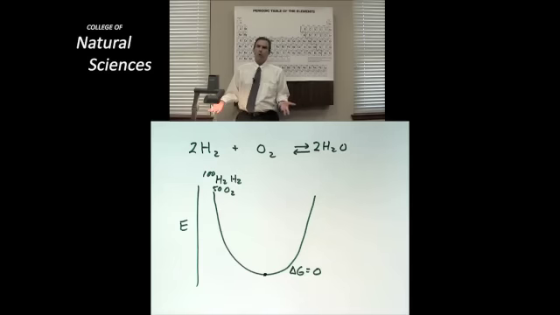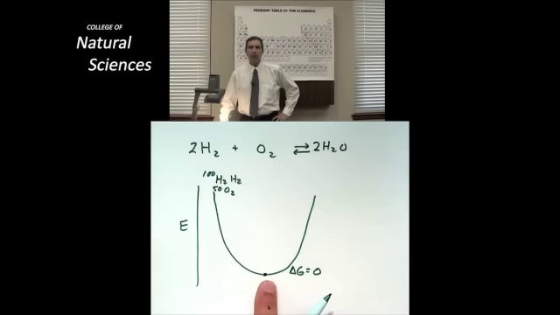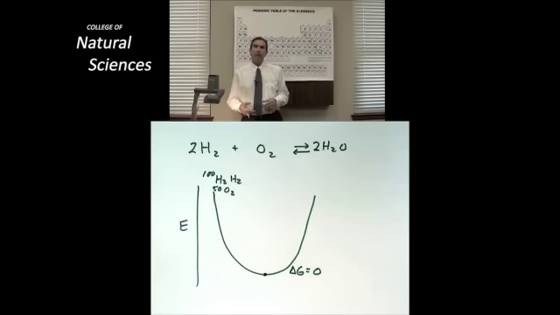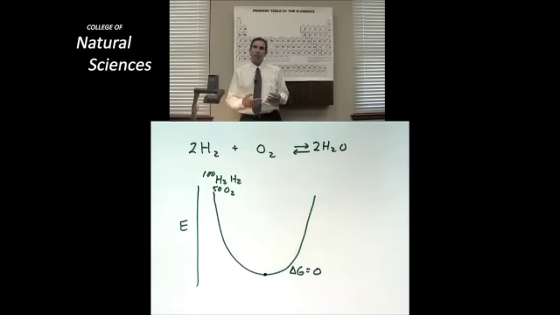But how much water are they going to make? Are they going to make all water? Am I going to get to a point where down here at the bottom of the hill I have 100 waters and no hydrogen and oxygen? That would suggest that this reaction has gone to completion. That would suggest that every bit of this becomes that. And what chemical equilibria tells us is that that is not what happens.